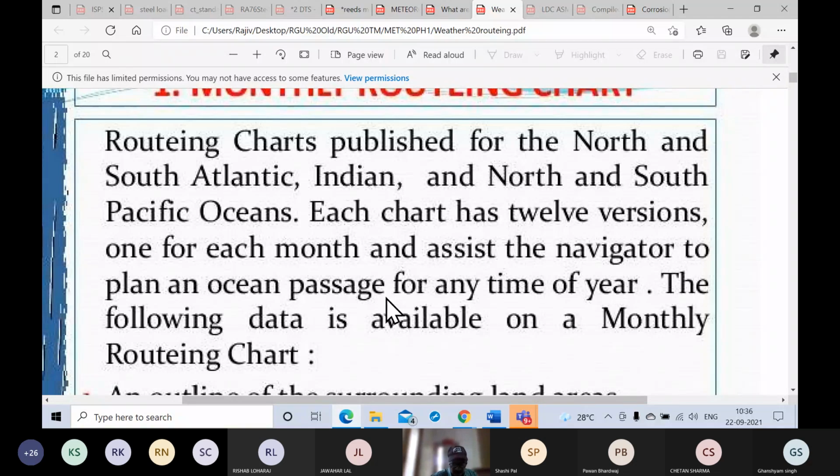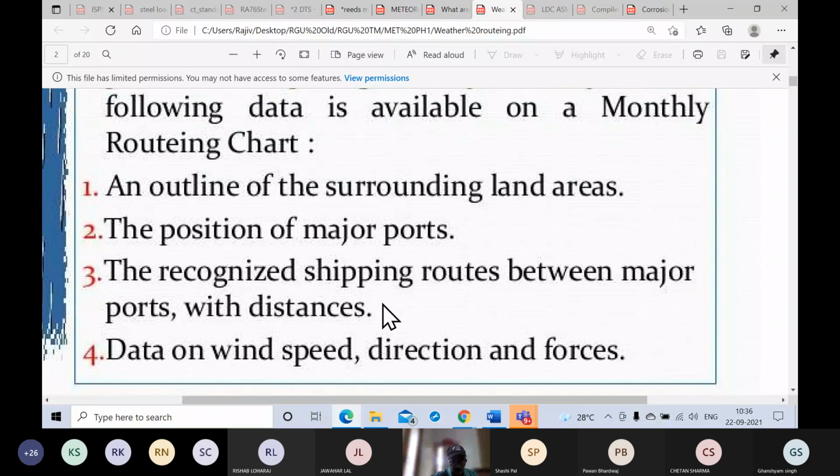What data is available on these routing charts? Even the position of major ports is included here. Can you recognize why this is done? On a monthly routing chart, why should you have the position of major ports? Of course, it is a chart, but it is clearly marked with major ports. What do you think, why should it be there?